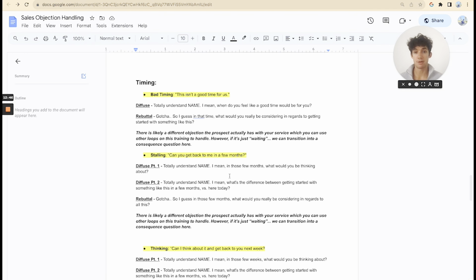Now, here's the next part, right? Timing. This isn't a good time for us. So once again, these are going to be a little different objections, but normally when it is a timing objection, it's really trust or something else, right? Maybe they've been scammed in the past. Maybe they don't see this working. But our goal is to actually build urgency with the prospect so they want to move forward.